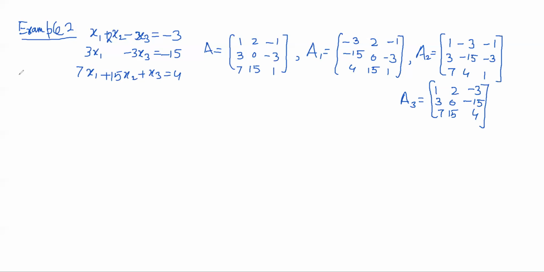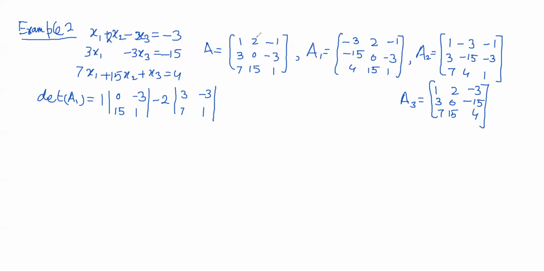Okay. So determinant of A1. Just find the determinant of A1. So A1, I will expand this matrix by the first row. So it will be 1, and then times the determinant of 0, minus 3, 15, 1. And then signs will change, plus, minus, and then minus 2, 3, minus 3, 7, 1.